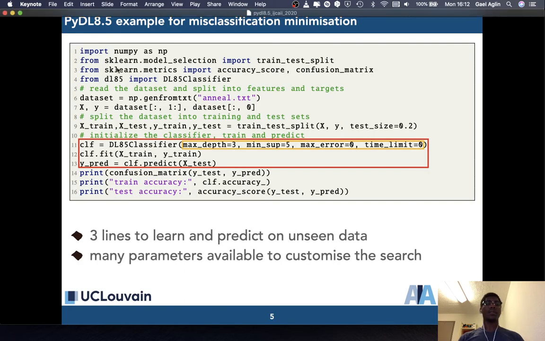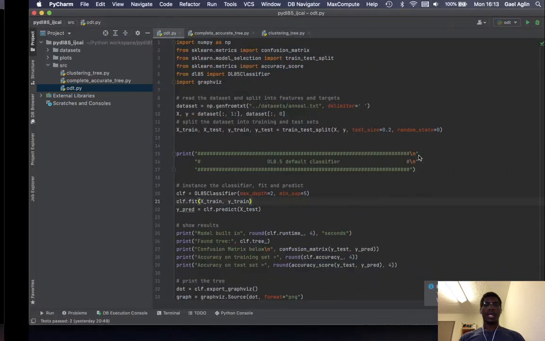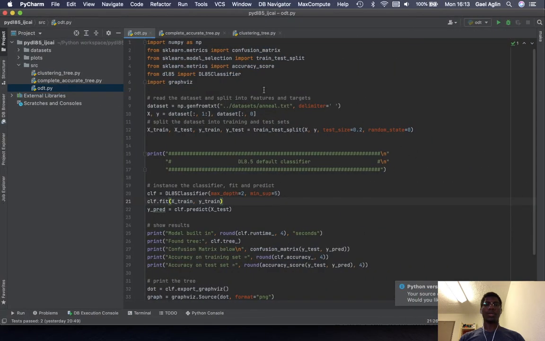Here is a code snippet that shows how to use PyDL8.5 to learn an optimal decision tree. You can notice that only 3 lines are sufficient for this task, and many parameters are proposed to constrain the search. Here is an example of how the code can be used.